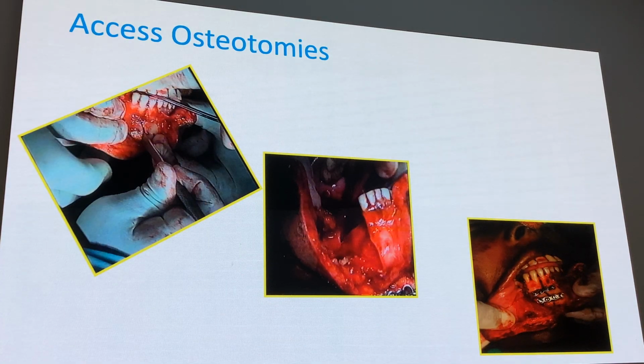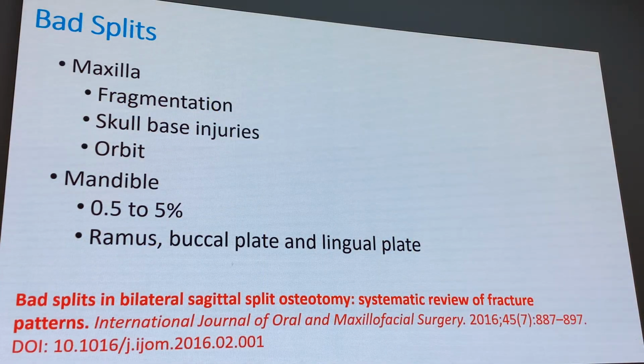Now again, this is access osteotomy for the mandible. So preoperatively you fix the plate and then go ahead. Bad splits, both in maxilla and mandible, you can get. In the maxilla it can happen because the anterior wall is very thin. The spreader should be used as a spreader. Right? The spreader cannot do osteotomy.